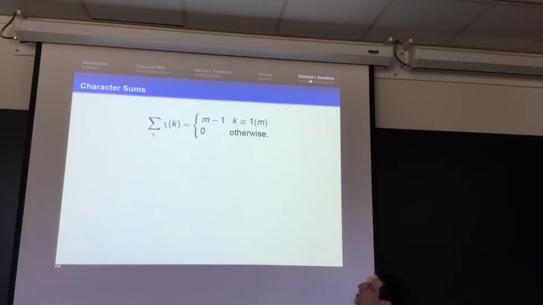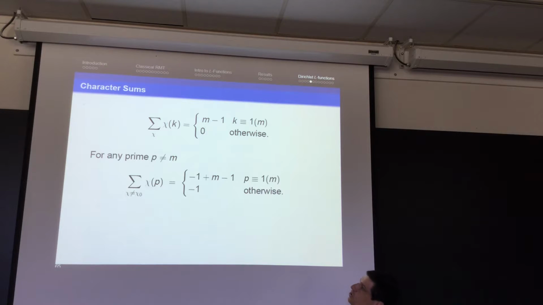All right, so we want to calculate what's the sum of all characters in our family. Well, it turns out it's equal to m minus 1 if k is 1 mod m and 0 otherwise. The simplest way to see this is if k is 1 mod m, every character sends it to 1. All right, so we just count it m minus 1 times because it's m minus 1 characters. If it's not 1, then there's some games you can play and you just show that it averages to 0.